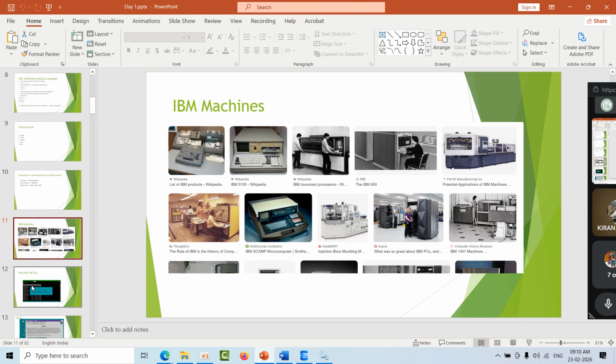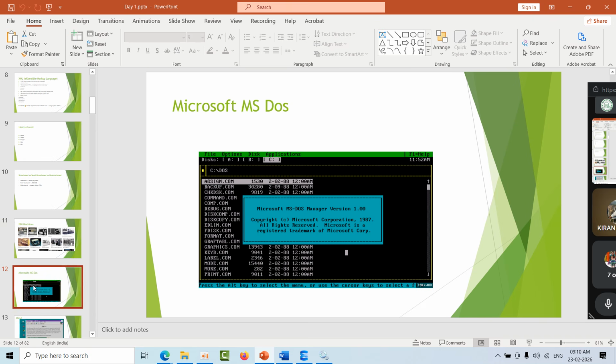Okay, now if you see here, it's Microsoft. At that time MS-DOS was there. Around 10-15 years back, when you purchased a laptop, by default they would install the MS-DOS operating system and give it to you, right?